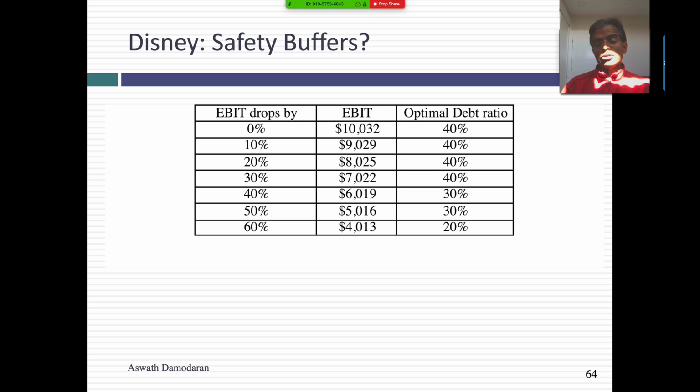You know how I'd use this? If I presented the optimal debt ratio to Disney and said, what if we have a bad year? My response is, you have enough buffer built in that even with a bad year, you're not going to be in trouble with a 40% debt ratio. For some companies, though, when you do this what-if, you might very quickly see your optimal go from 40 to 20 with a 10% drop, and a bad year for them is 30%.